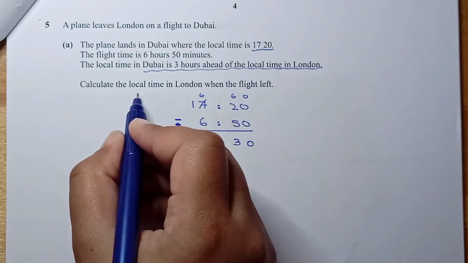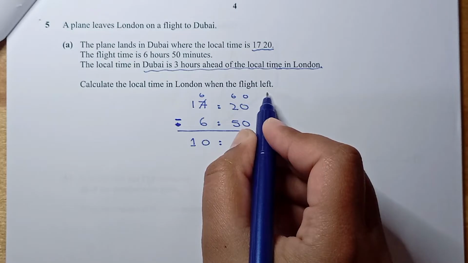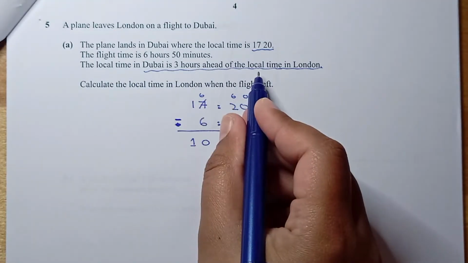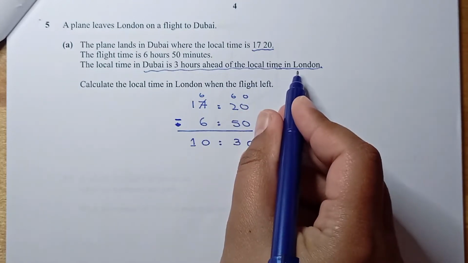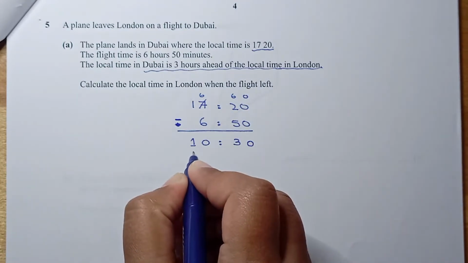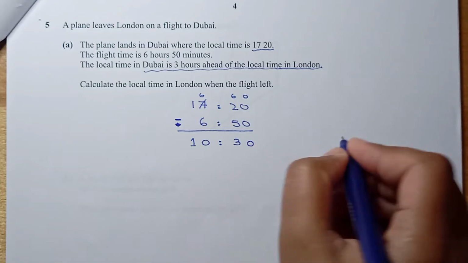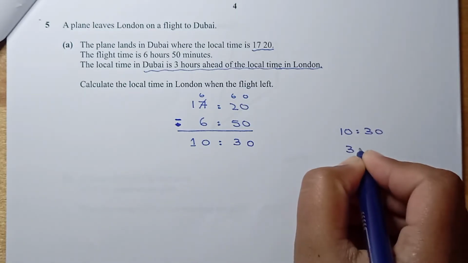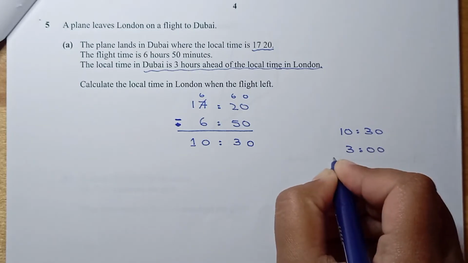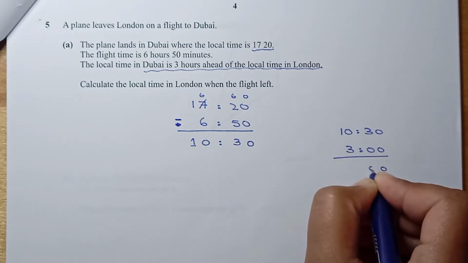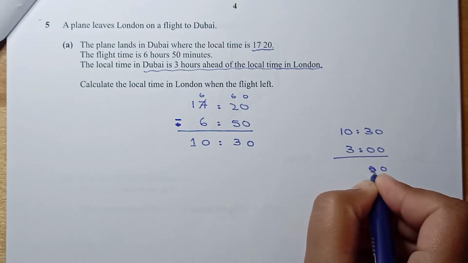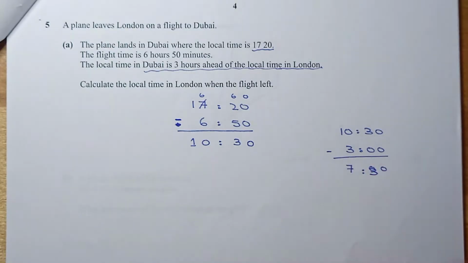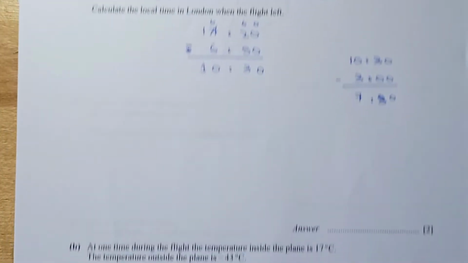Now we need to find the local time in London when the plane left, and we have been given the information that the local time in Dubai is 3 hours ahead of the local time in London. So from 10:30, we need to subtract 3 hours to get the local time in London when the plane left. So it's 7:30. So at 7:30, the plane left London.